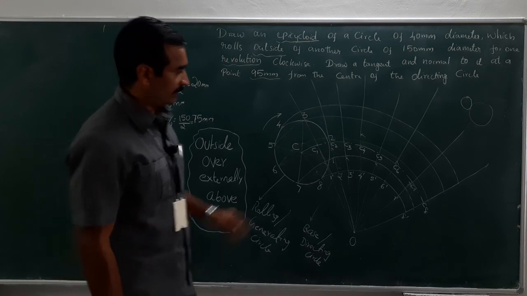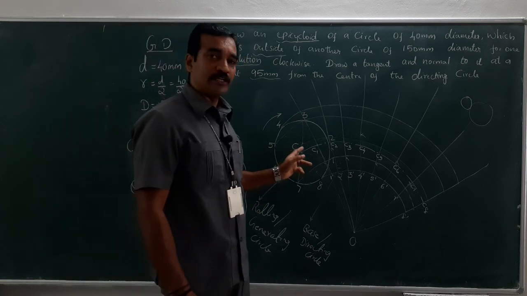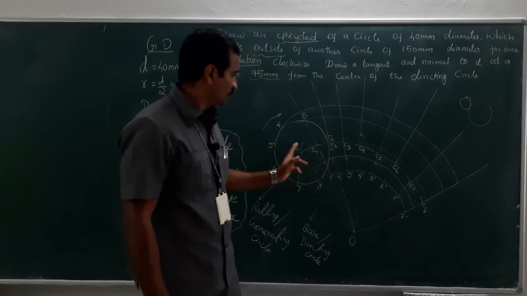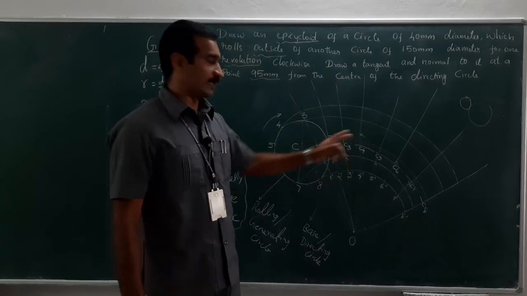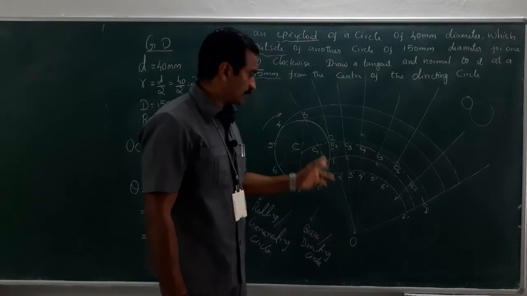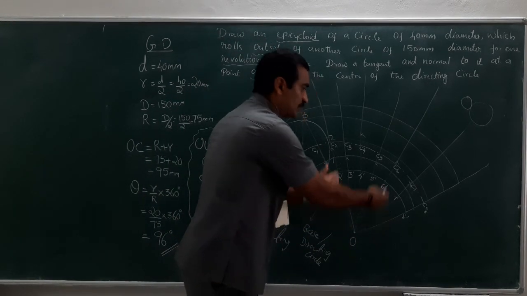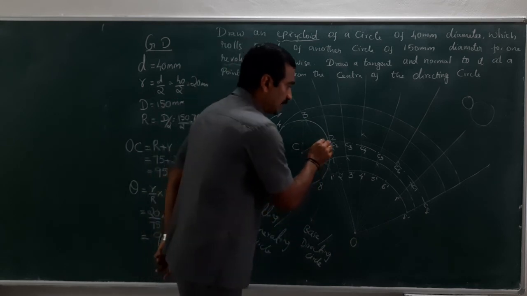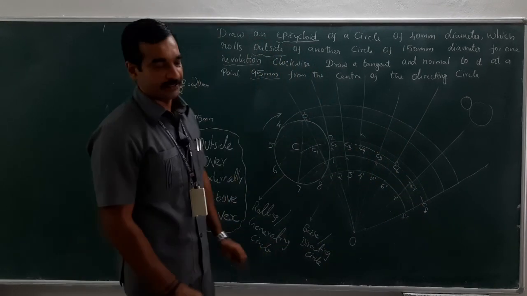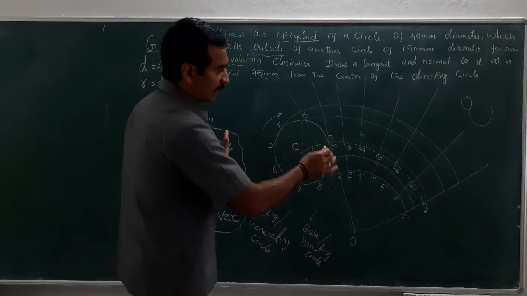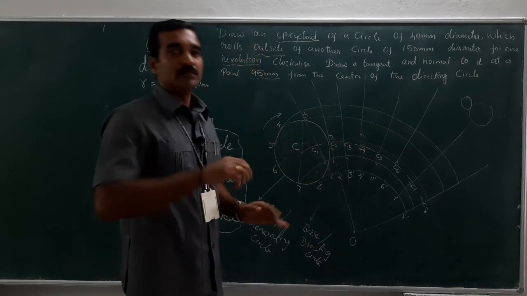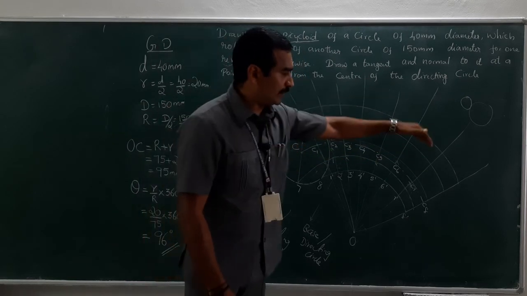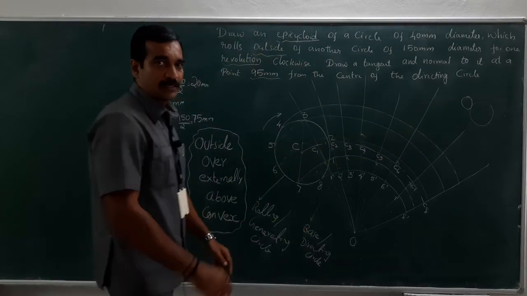Got it? Right. C is the center of the rolling circle. I have drawn an arc which represents the locus of the center. This segment has been divided into 8 equal sections which intersect the locus of the center, named C1, C2 up to C8. Now I am yet to construct the curve where the rolling circle rolls on the directing circle, right?